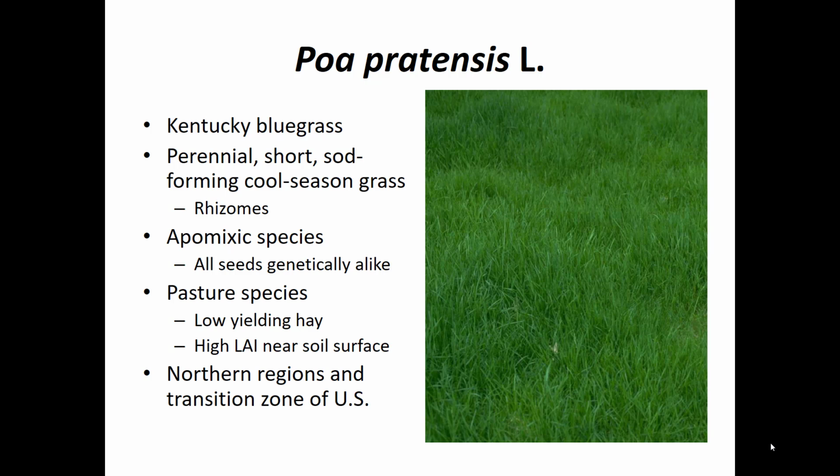It is an apomictic species, which means all seeds are genetically alike, and we'll talk a little bit more about that in just a moment or two. It is primarily used as a pasture species, and it's low yielding when harvested from pure stands as hay alone. It has a tremendous amount of leaf area, the LAI, leaf area index, near the soil surface.